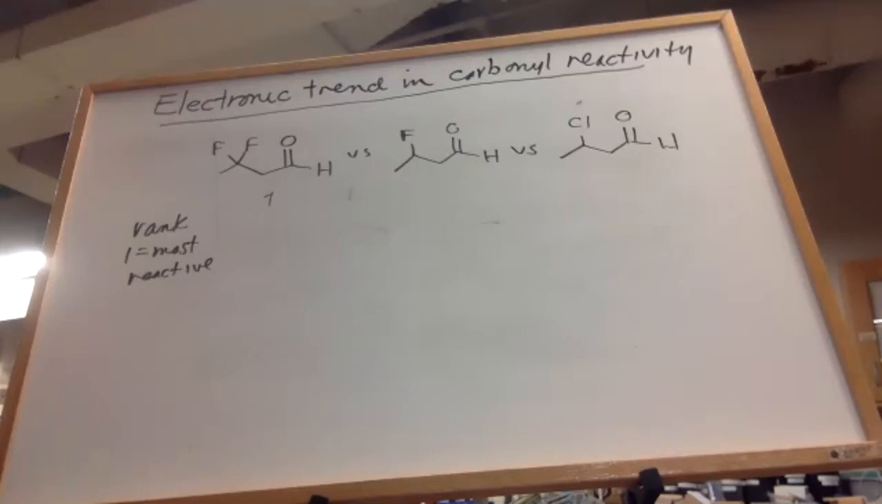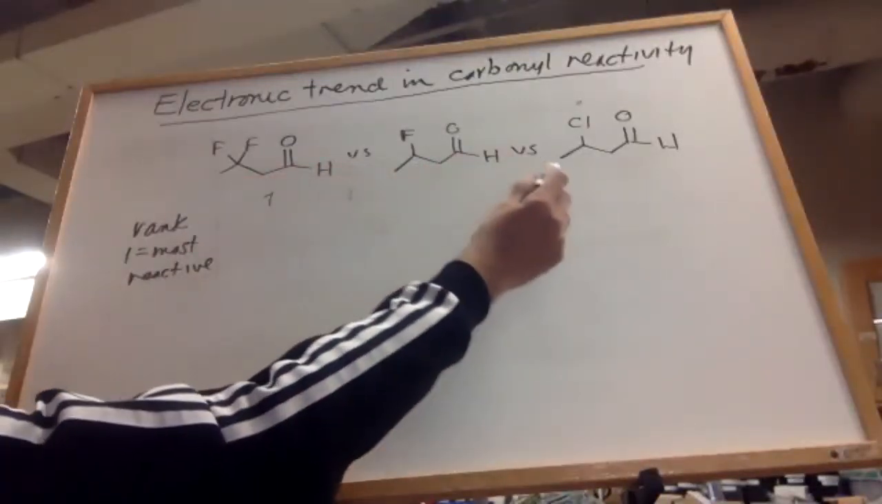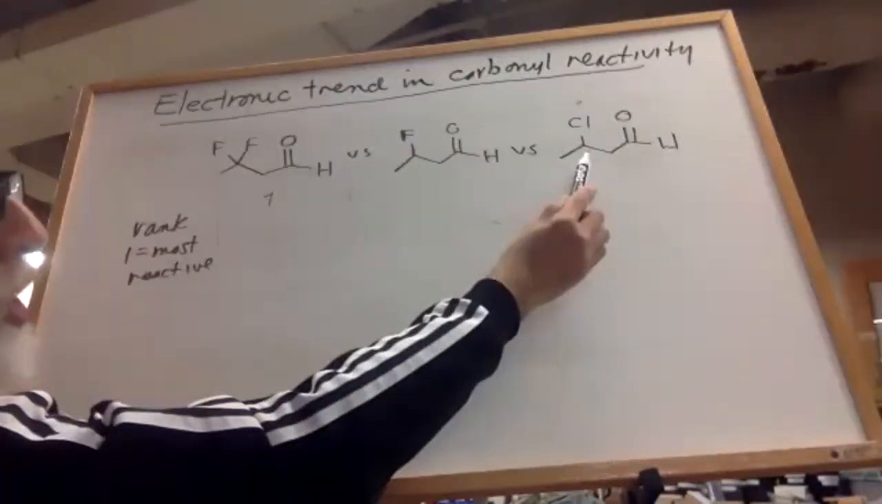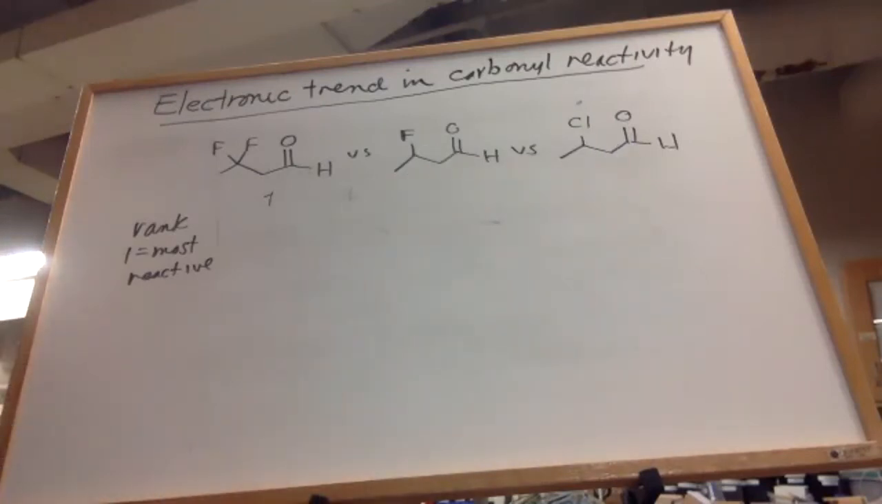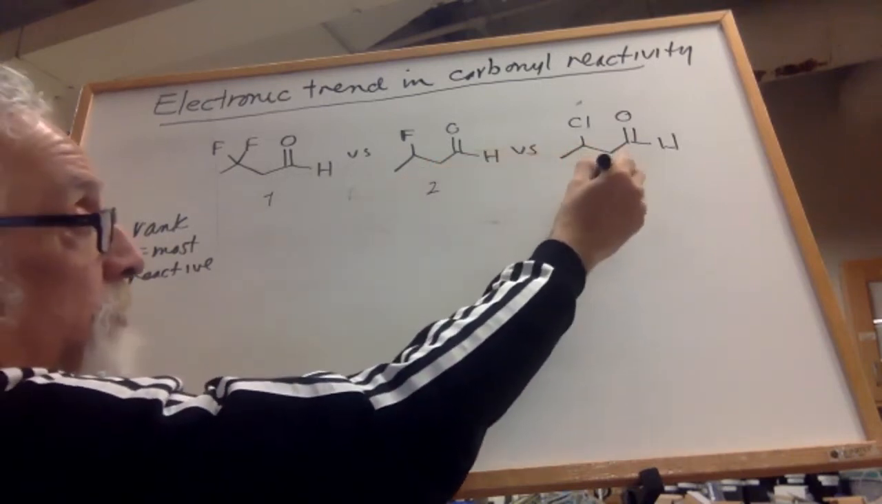Let's guess again. Which one is more electronegative? Fluorine is the most electronegative atom, right? Remember that? Maybe you heard about that in Gen Chem? So the second one is more reactive than the first. This fluorine is equally far away from the carbonyl, but fluorine is more electronegative. So this is going to be 2, and this is going to be number 3.